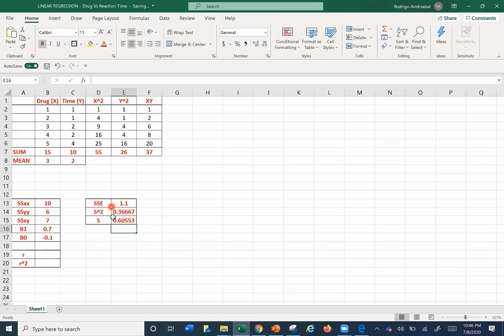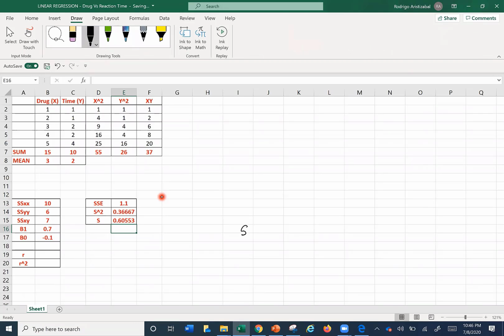We can obtain the standard deviation using the original formula for the sum of square error. Actually, that is the variance. We can obtain this by obtaining the deviation of each value with respect to the model, squaring all of this deviation and dividing it by n minus 2. But the shortcut formula is better.